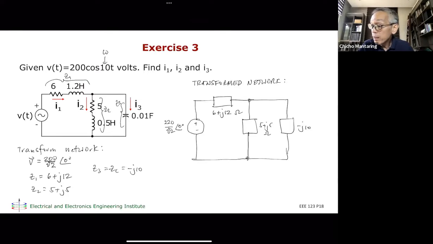Okay. So the current here will be the phasor I1. The current here will be the phasor I2. And the current here will be the phasor I3. So my problem is I want to get the time domain expression for I1, I2, I3. So I will solve first the phasor expressions, and then I will convert back to the time domain later.